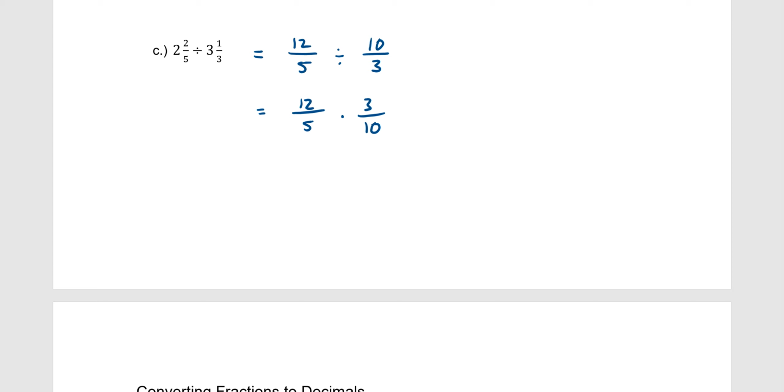So we have a common factor of, looks like 2 with the 12 and the 10. So divided by 2 we get 6. Divided by 2 we get 5. And it looks like we can just multiply right across right now. So we end up getting 6 times 3 is 18. 5 times 5 is 25. And it cannot be simplified, so 18 over 25 is our answer.